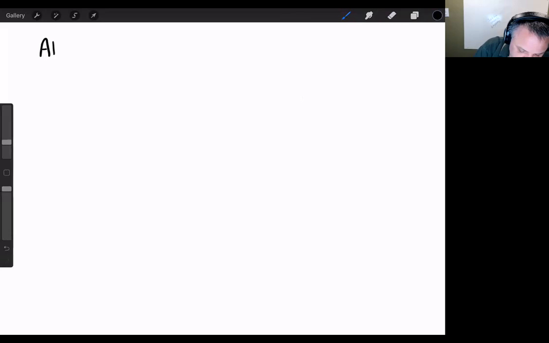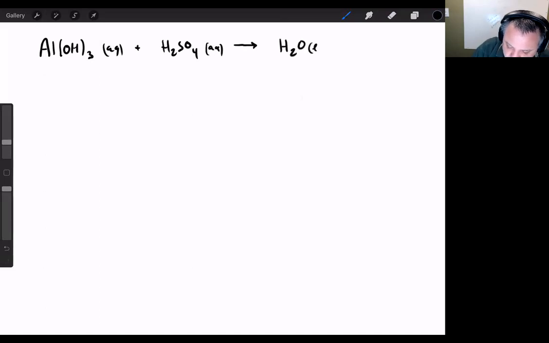aluminum hydroxide aqueous plus sulfuric acid aqueous produces, and acid-base reactions always produce two things: water, liquid, and a salt.